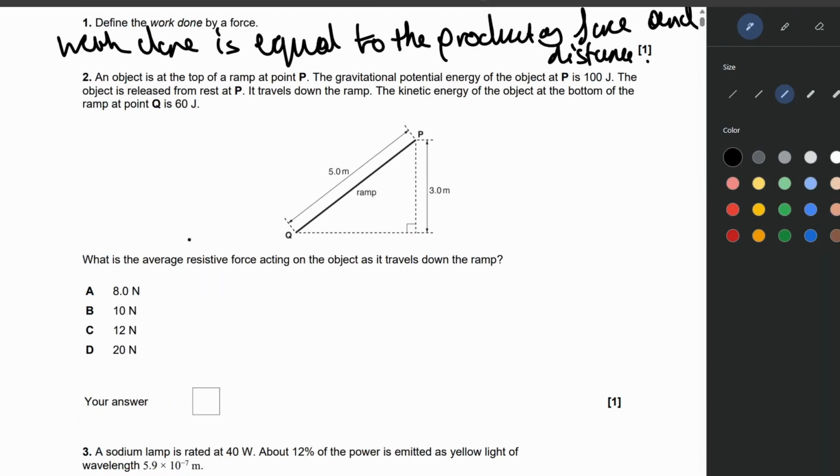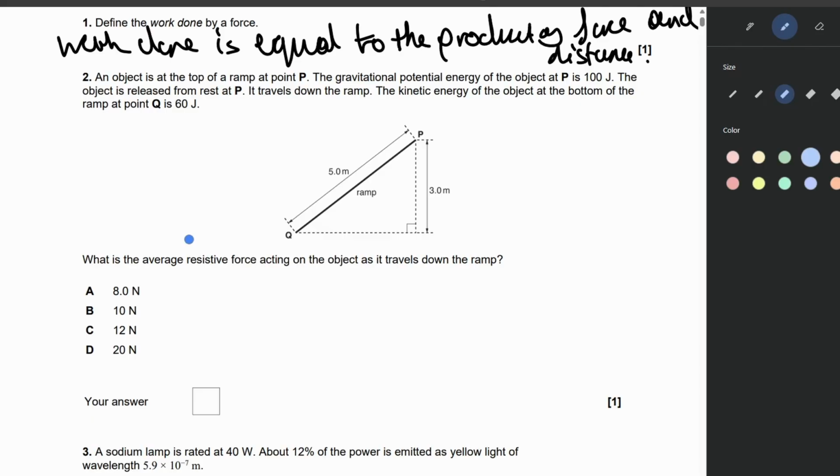An object is at the top of a ramp at point P. The gravitational potential energy of the object at P is 100 joules. The object is released from rest at P. It travels down the ramp. The kinetic energy of the object at the bottom of the ramp at point Q is 60 joules. Okay, so I kind of just read that, and I didn't take it in. Let me read it again. When in doubt, just read it again. I'm a bit slow, so I have to read it again.